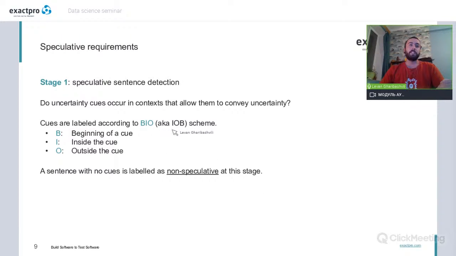And so basically this is our target variable. This is what we are trying to predict. We want our model to give us this: is it B, is it I, or is it O?